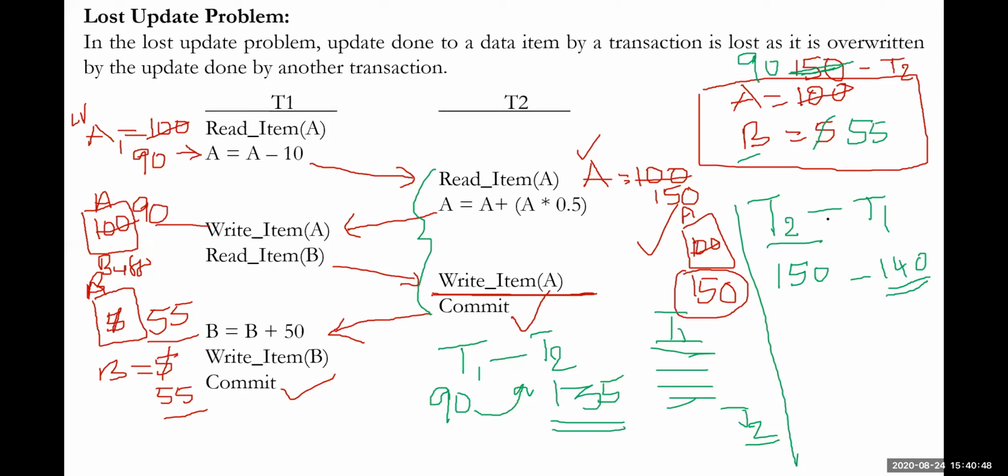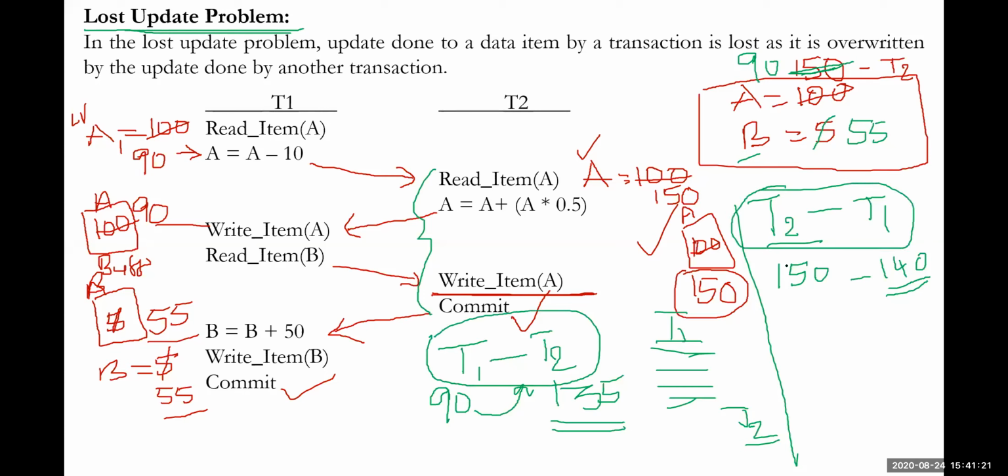But here you could see the first update is 150 and the second update is 90. Both are inconsistent values and are not supposed to be taken into consideration. Such a problem is called the lost update problem. I have taken this particular scenario to help you understand it in a better way.